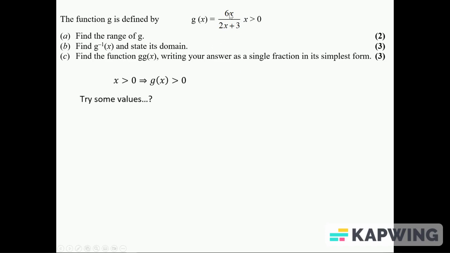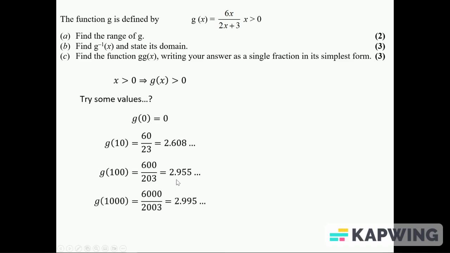but I don't know how big it gets. I've got 6x on the top, 2x on the bottom. I can't really see straight away, so maybe try some values. We put 0 in to start off with, we get 0. Put 10 in, we get 60 over 23, which is about 2.6 as a decimal. Put 100 in, get 2.955, 1,000, and we look at this.